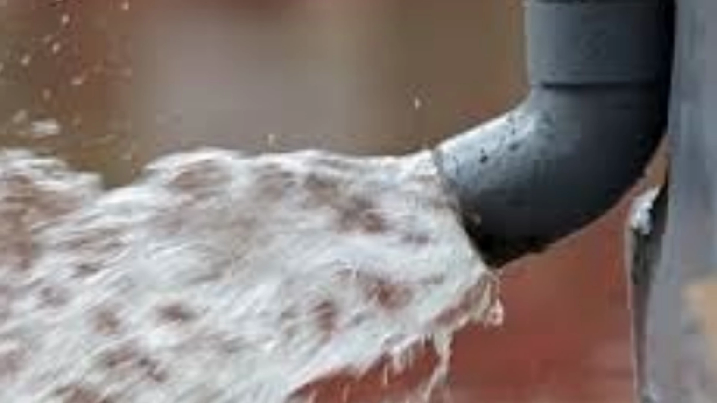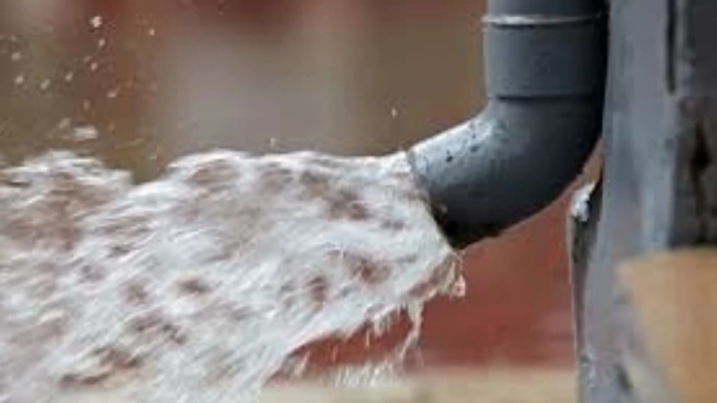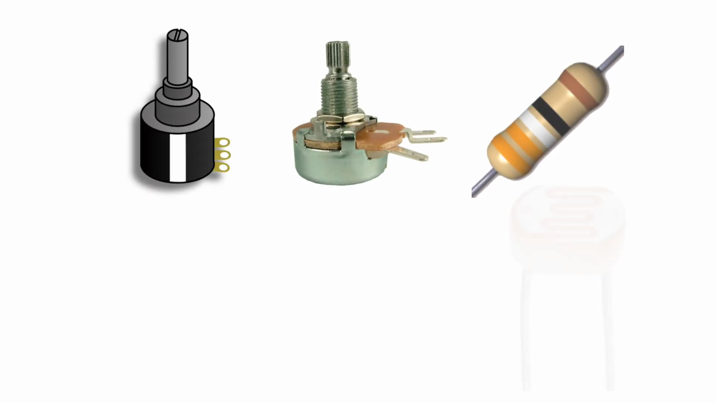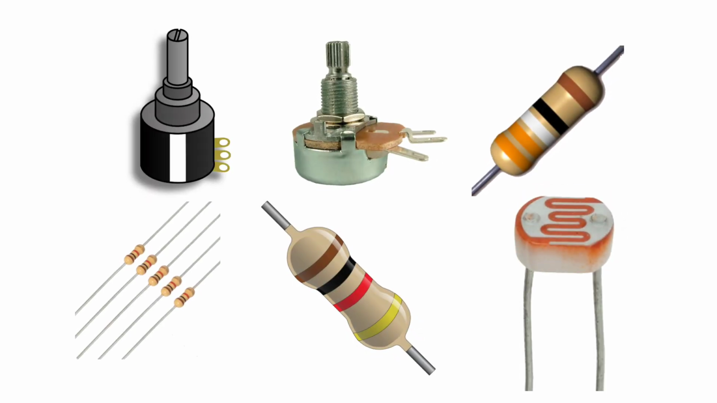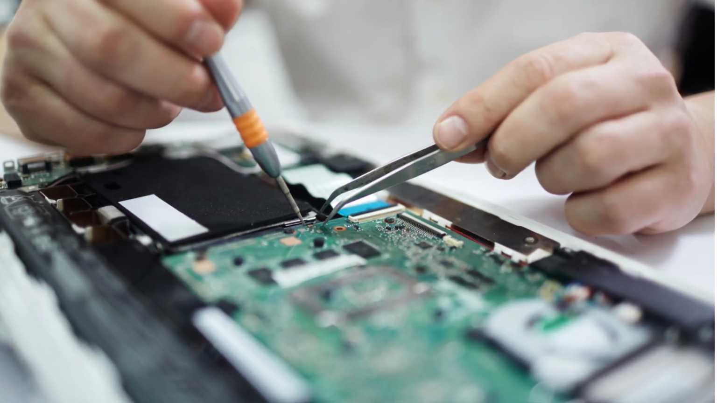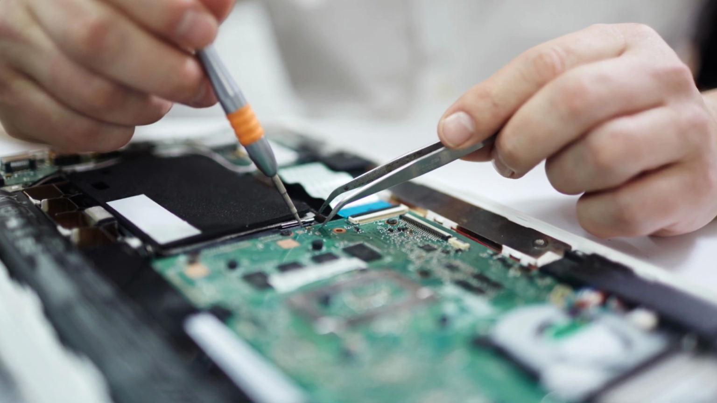Imagine electricity flowing like water through a pipe. A resistor is like a narrow section in the pipe that restricts water flow. Similarly, resistors limit the amount of electrical current passing through them. This control is crucial for protecting sensitive components and ensuring circuits function correctly. Without resistors, our electronic devices wouldn't work as intended.